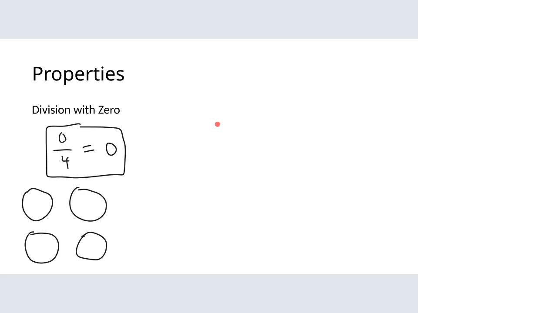Similar to this, but different, is if I try to do 4 divided by 0. Now I have these 4 things, and I want to put them in 0 piles. What? I have to put them in no piles at all? But they're already in a pile. How am I going to put them in 0 piles? Anybody remember what happens when we try to divide by 0? What the result is called?